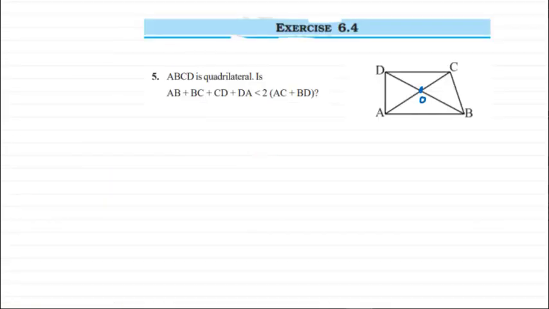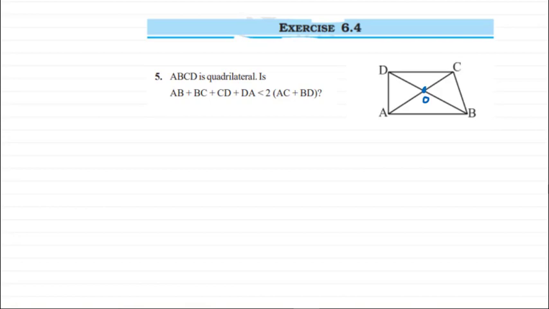So this is question number 5. ABCD is a quadrilateral, and you have to check whether AB plus BC plus CD plus DA is less than twice of AC plus BD. Now this question is a little bit different than the previous one. In the previous one, the left side was the same, but on the right side you needed to prove that it is greater than AC plus BD. Now you have to check whether it is less than twice of AC plus BD.